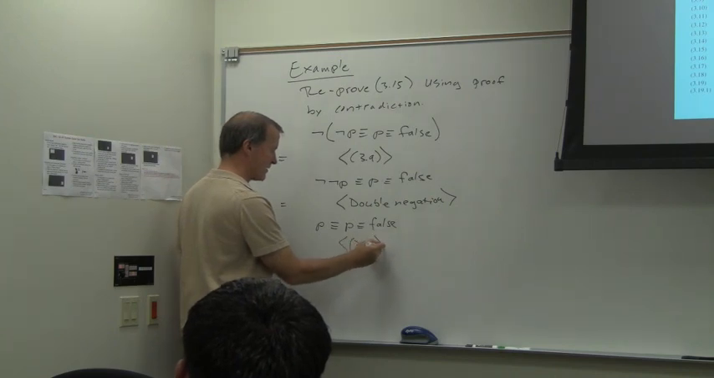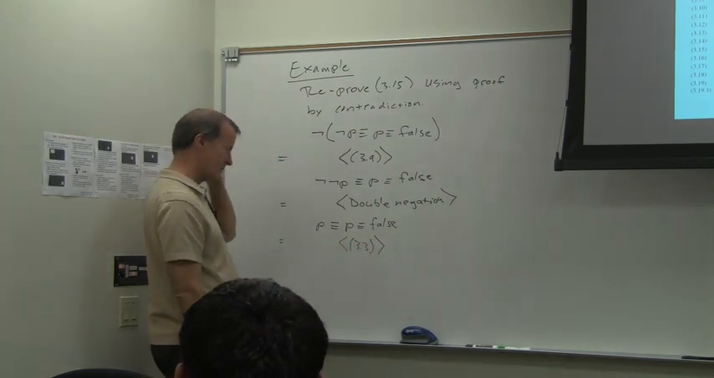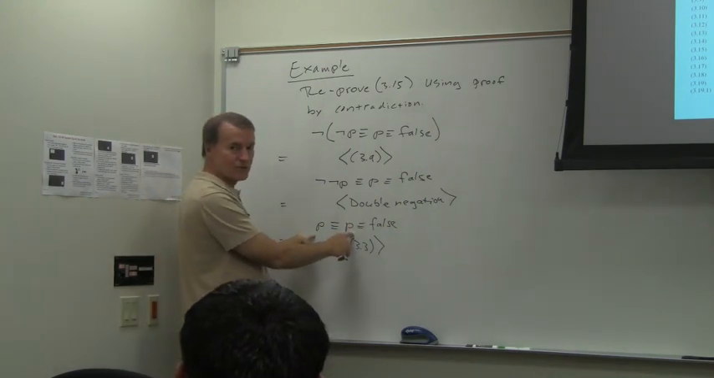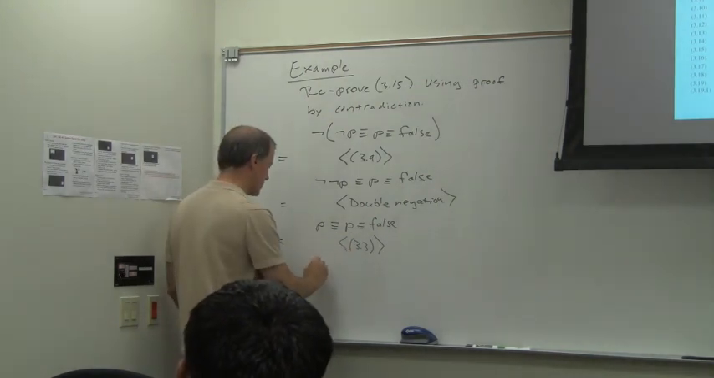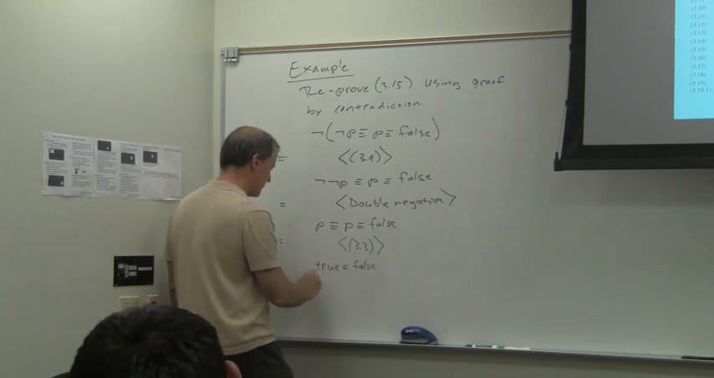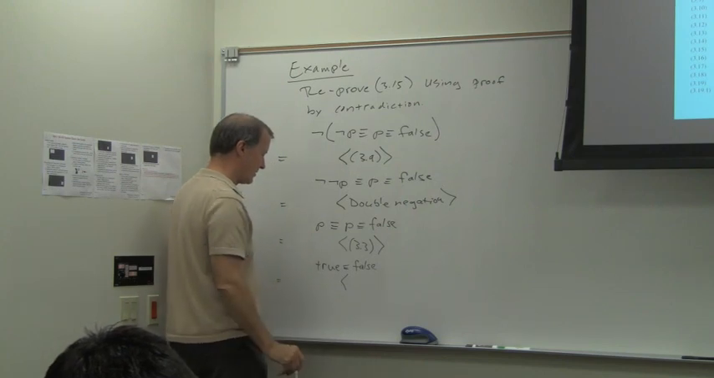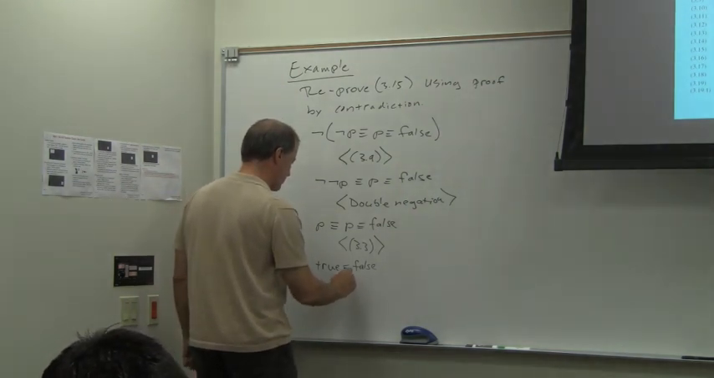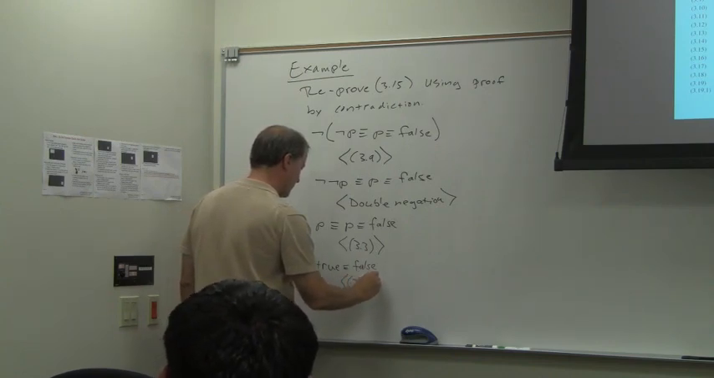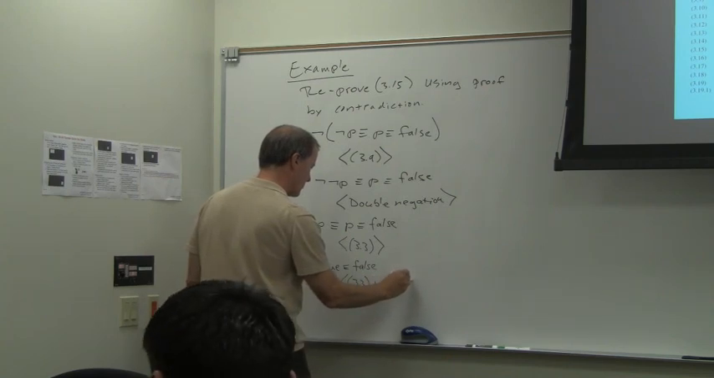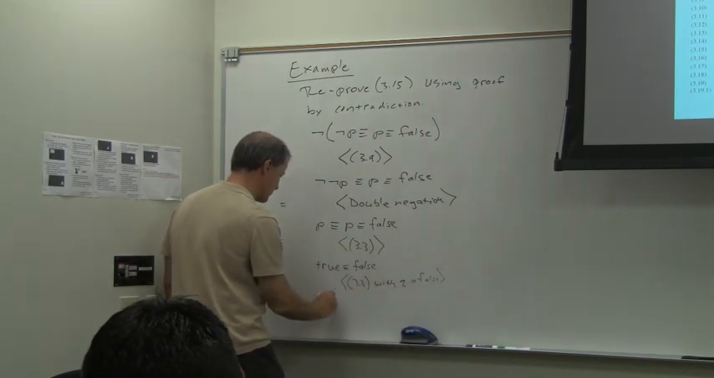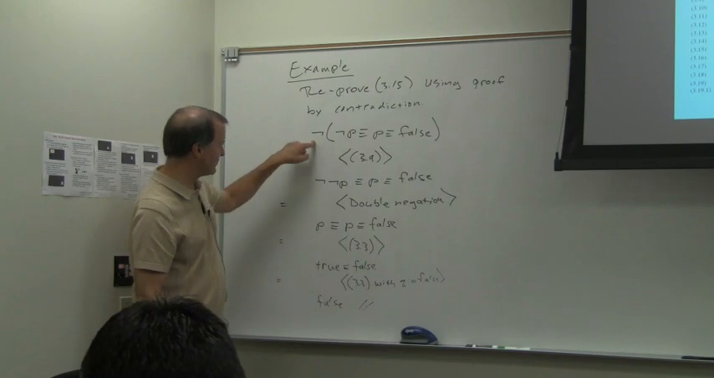And now this equals, by 3.3, true equivals false. P equivals P is true by 3.3. So this is true equivals false, which by 3.3 again, with Q replaced by false, is false. And boom, we got it, because it's by contradiction, so we get it to false.